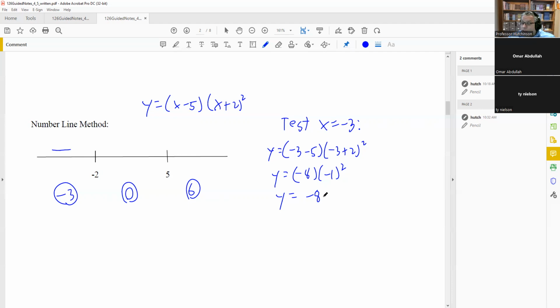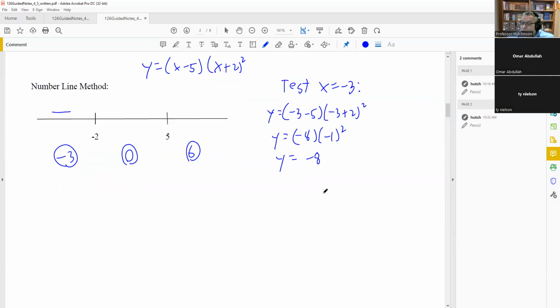Okay, so I tested out the -3. Let's do another one down below here. Let's test x equals 0. Okay, so y equals 0 minus 5, 0 plus 2 squared. If I do that, I get -5.